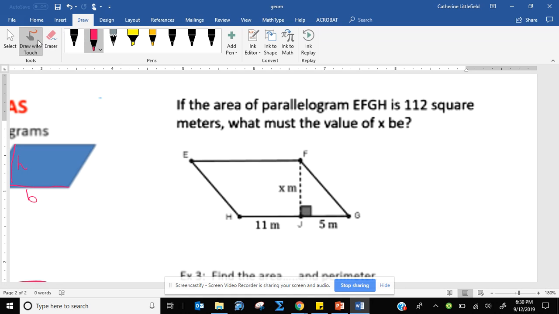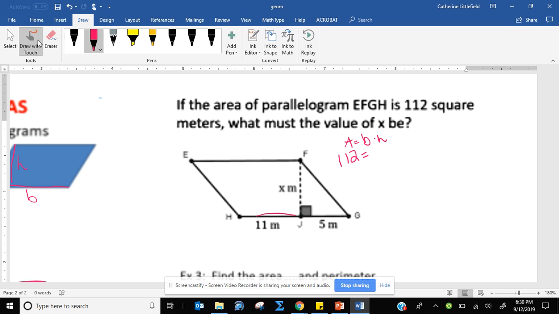Okay, moving on to example number 2. The area of a parallelogram is 112 square meters. What is the value of x? Okay, so we have to start off with area is equal to base times height. They told me area is 112, so I'm replacing A with 112.